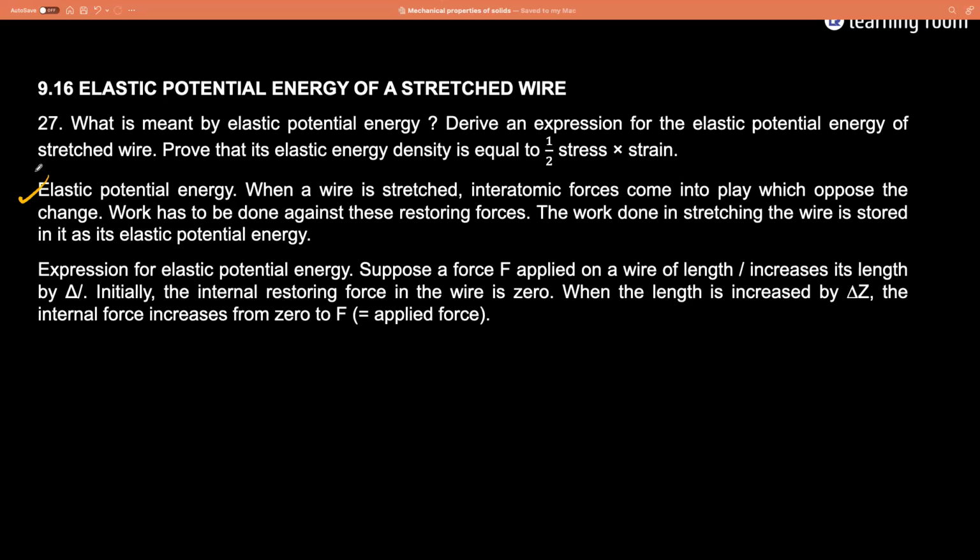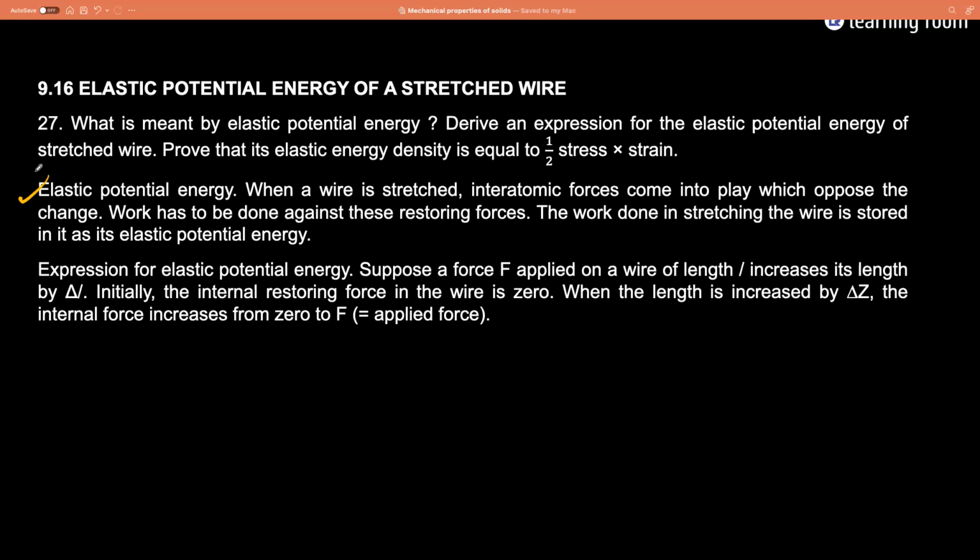Okay. So first we will see what is an elastic potential energy. When a wire is stretched, its interatomic forces come into play, which oppose the change. That's the restoring force. So when we apply this external force, we need to do some work against whom? When will you speak about energy? When you need to do some work. You need to do work against something. Here you're doing work against the interatomic force, simply put, the restoring force. So work has to be done against this restoring force.